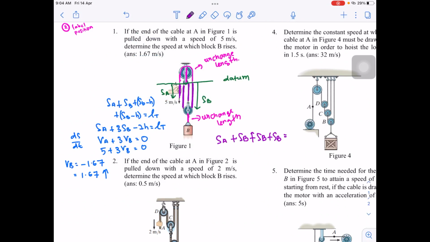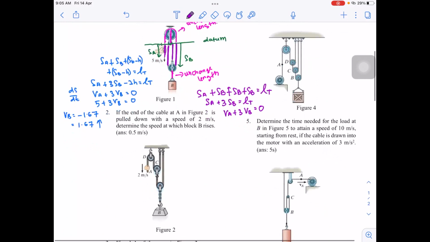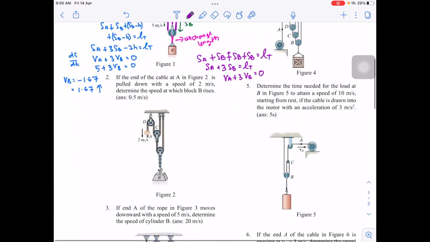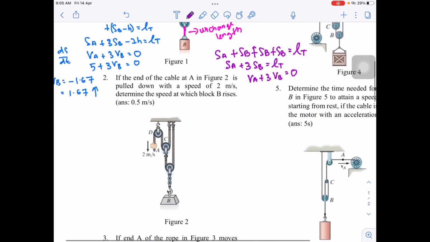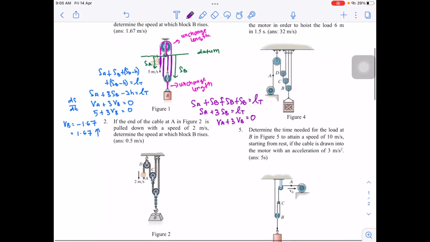So equals to total length. So sama saja, you dapat SA plus 3 SB is equals to total length. You differentiate, you get VA plus 3 VB is equal to 0. Okay. Alright, kita tengok contoh lain supaya kita lebih faham. Kalau dia nak ambil gambar pun boleh, tapi saya bagilah.